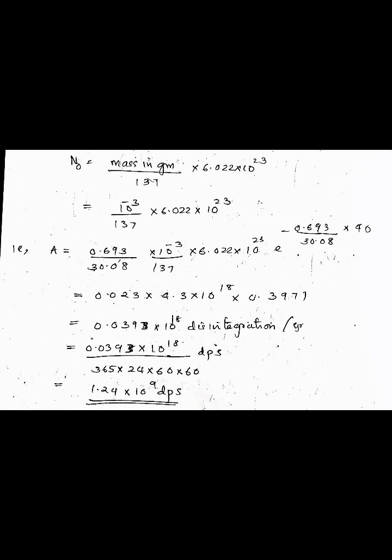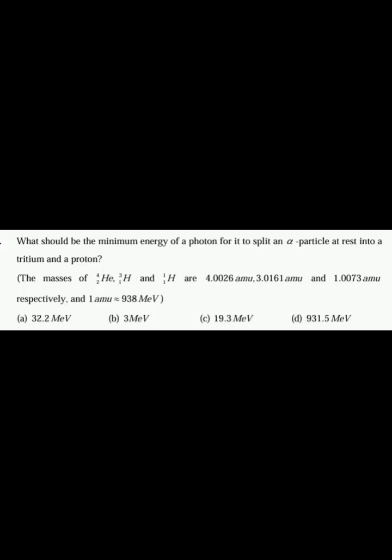This is equal to 0.023 into 4.3 into 10 power 18 into 0.3977. This is equal to 0.0393 into 10 power 18 disintegration per year. That is equal to 0.0393 into 10 power 18 divided by 365 into 24 into 60 into 60 disintegration per second. This is equal to 1.24 into 10 power 9 disintegration per second. This is the answer.